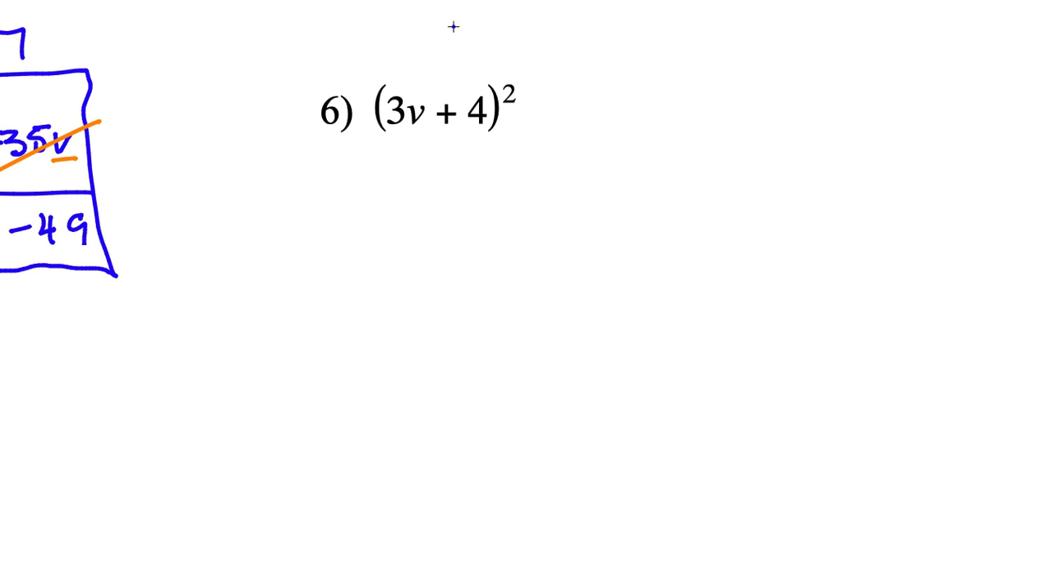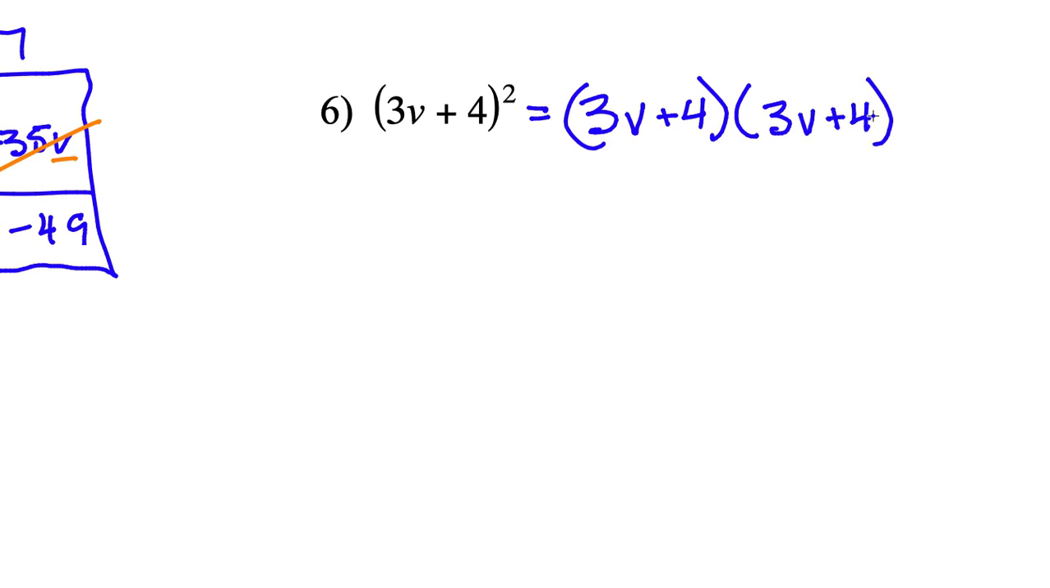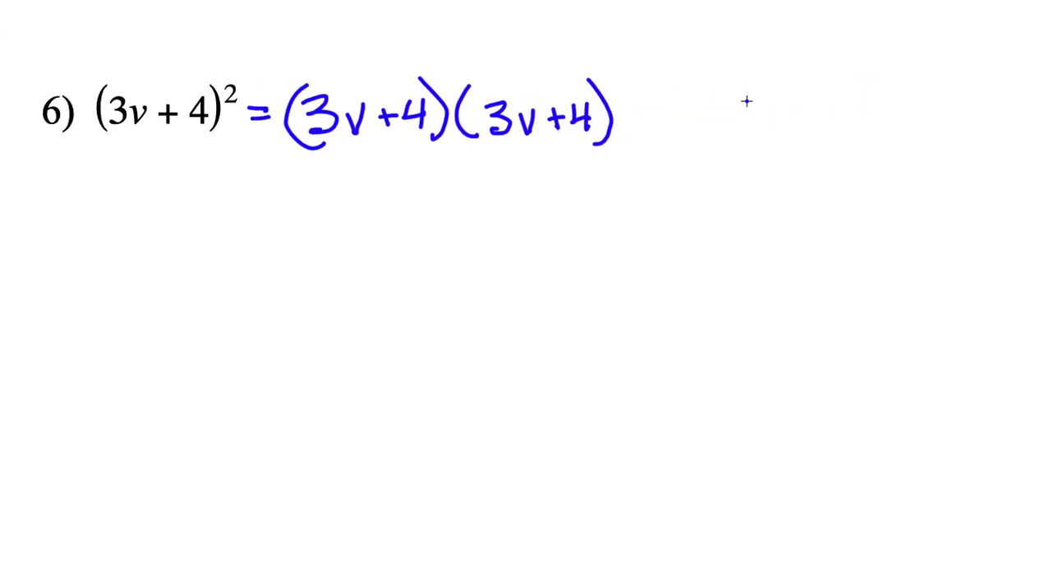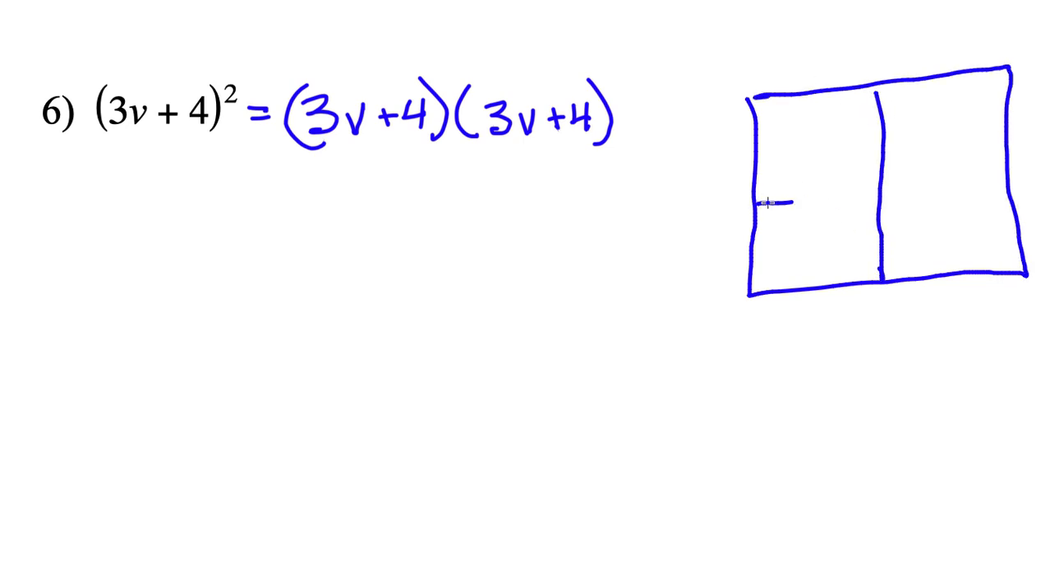All right, now I have a square question. Again, this one has a shortcut, but I'm going to do it the long way. Another way of thinking about this problem is it's 3v plus 4 times 3v plus 4. It's the same thing twice, which means if I'm doing my area model over here on the right-hand side, or general rectangle, I know it has a bunch of names, I'm going to do 3v plus 4 on the top, 3v plus 4 on the left.